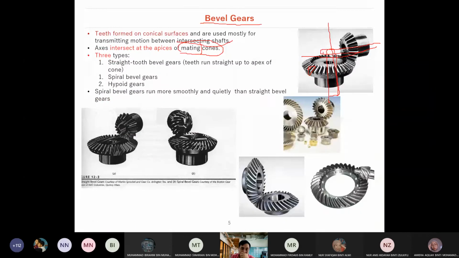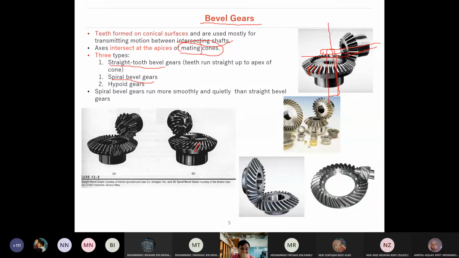Meshing, or mating. There are three types of bevel gear. This one is very straightforward. You can also have teeth that are curved, which we call the spiral bevel gear. So we have the straight bevel gear, which is the normal one, and the spiral bevel gears. And the last one is the hypoid gear.